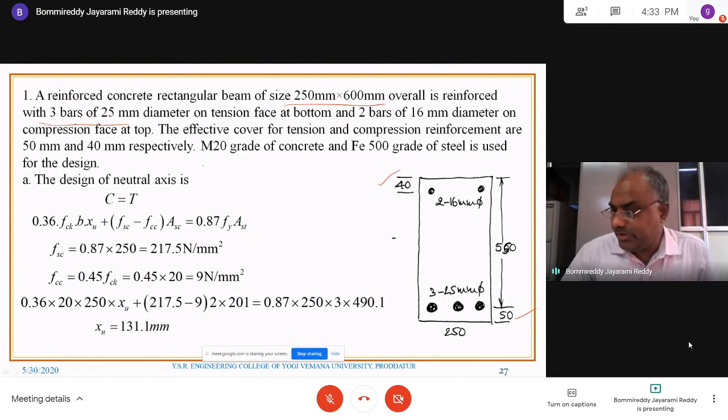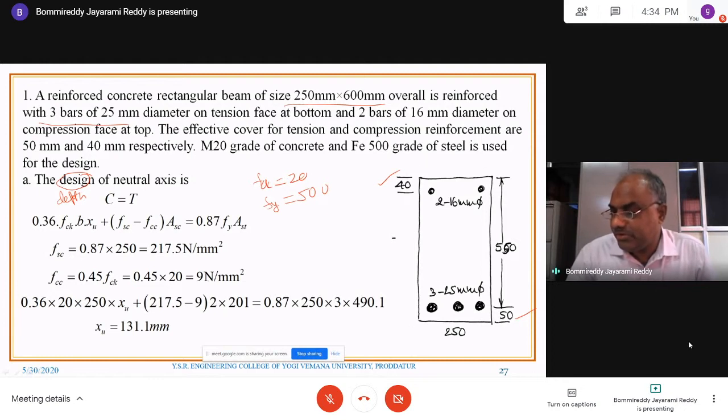And here M20 grade of concrete is given, so fck equals 20. And Fe 500 is given, so fy will be equal to 500. That's all. The question is, the depth of neutral axis is. That's the question. So if you want to calculate the depth of neutral axis, what do you do?